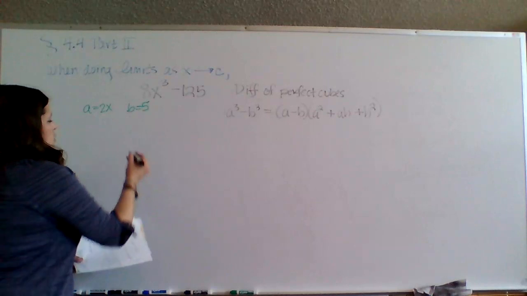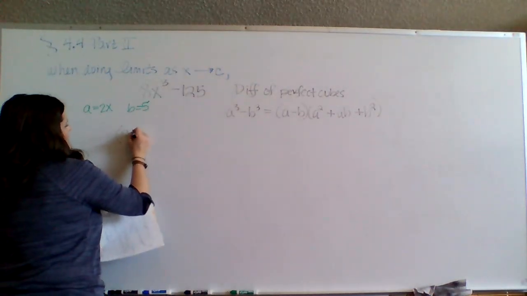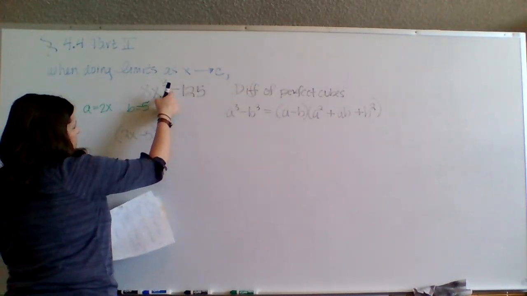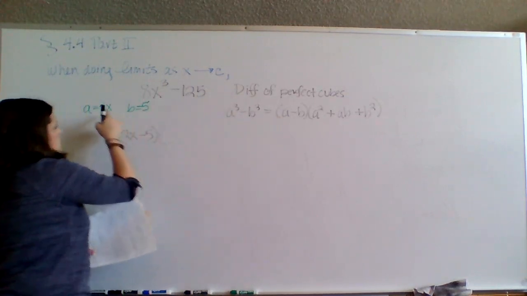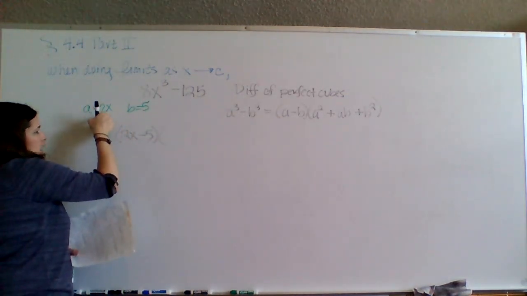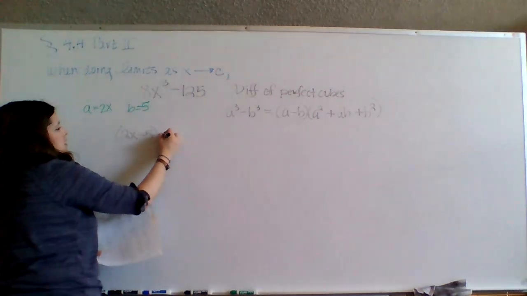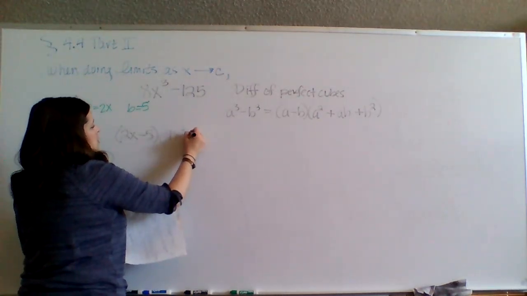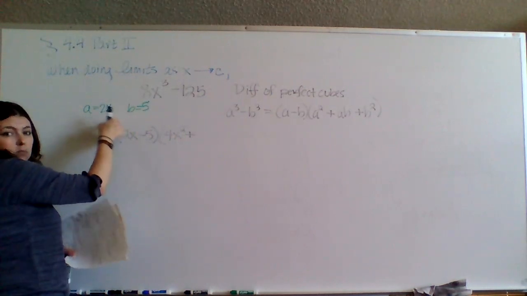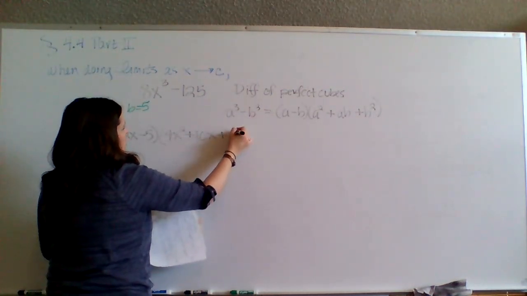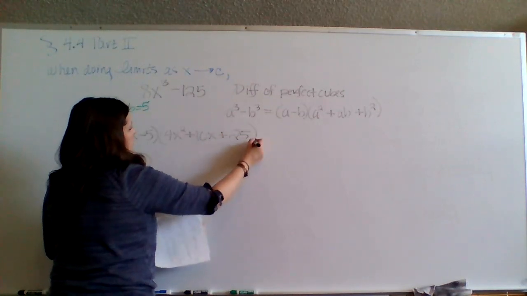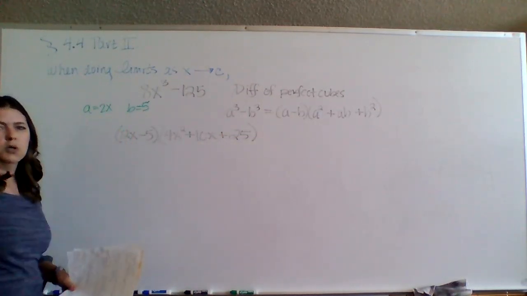So now that we know individually what our a and b are, wouldn't this factor into 2x minus 5? If it starts as a difference of cubes, the first quantity is a difference. Times a squared, but you have to square all of this: 2x the whole thing squared, or 2x times itself, 4x squared, plus ab, which is why we write them down so we can multiply right here and get their product, 10x in the middle, plus b squared, and 5 squared is 25. And remember, this part is called that irreducible quadratic.